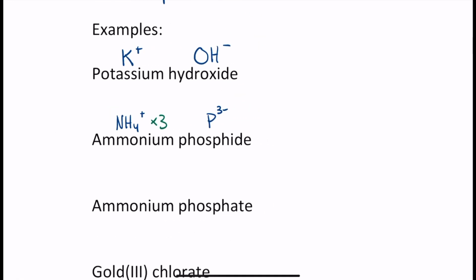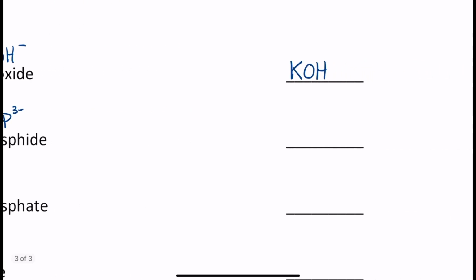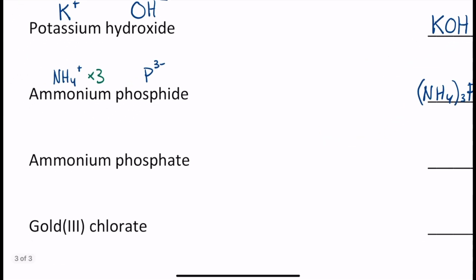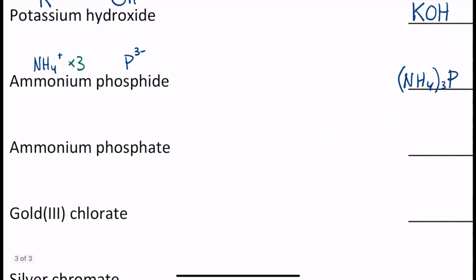So in our formula, we would start writing NH4, and then since I want 3 of them, I'll put the whole thing in parentheses and then put a little 3 on the outside to show there's 3 ammonium ions. Then I know I just need 1 phosphide to balance out the charges there, so that's what I'll put right next to it. Actually, let me put it a little closer. There we go. Okay, next example here, ammonium phosphate.